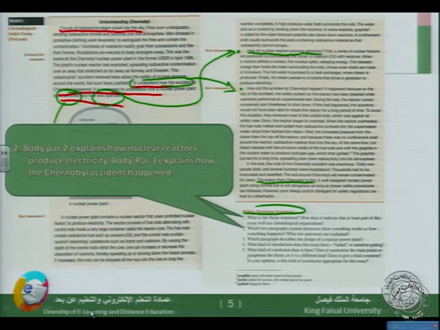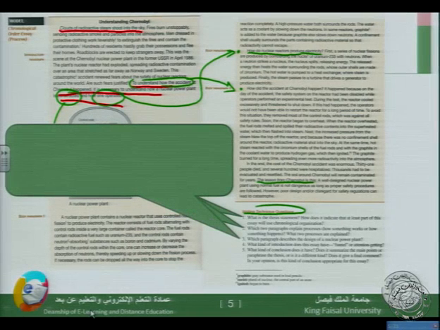Number 3, which paragraph describes the design of a nuclear power plant? Describe the design. What does design mean? Construction. What does construction mean? What it contains, what it consists of. Okay? What it consists of and what it contains. So if we go back to the essay, we will find it in paragraph 1. In paragraph 1, it says in the first line, a nuclear power plant contains a nuclear reactor that was controlled in a fashion to produce electricity.